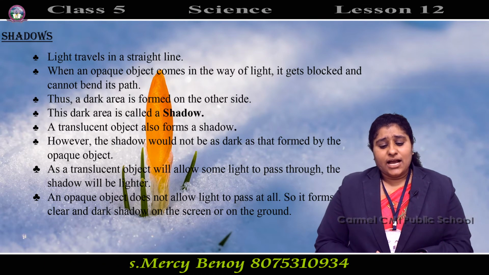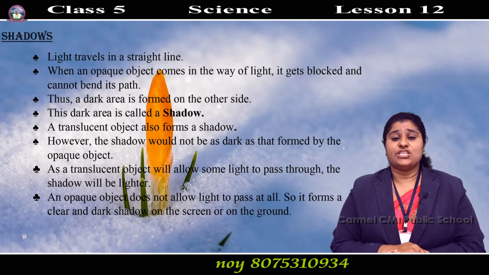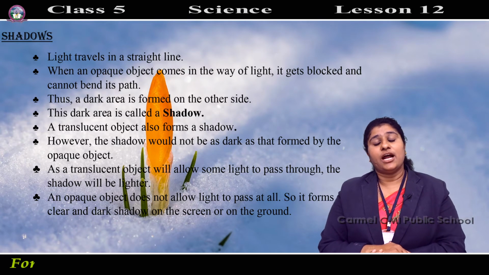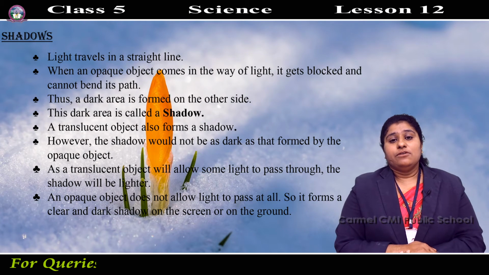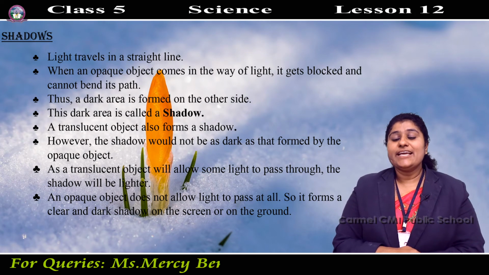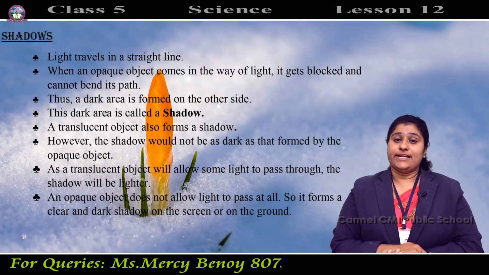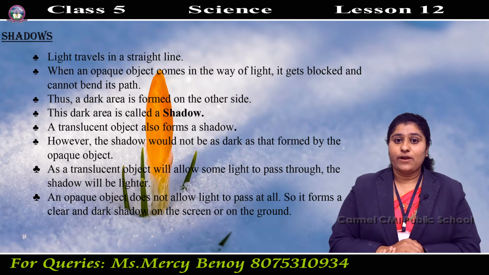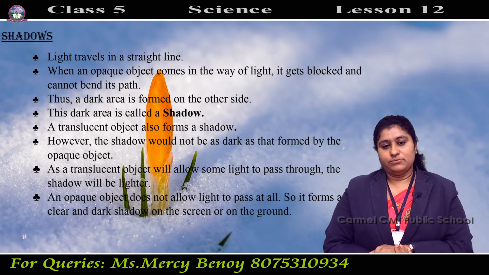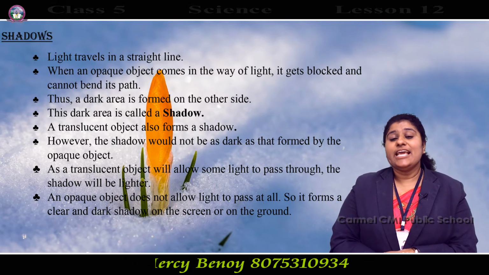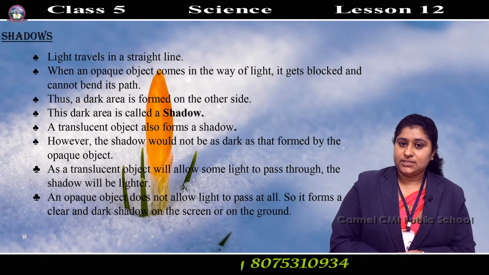Next, what are the different conditions for shadow formation? First one, a shadow will be formed only when there is a source of light. Okay, when there is a source of light, a shadow will be formed. Okay, a shadow is formed only when light is blocked by an object.